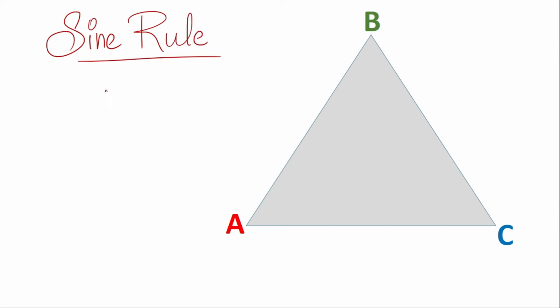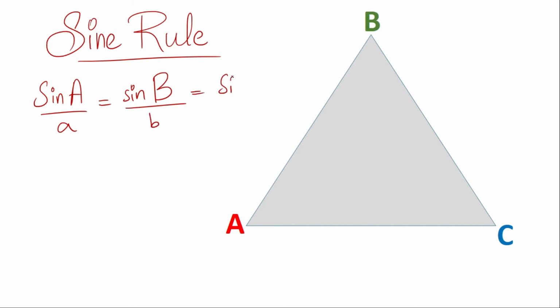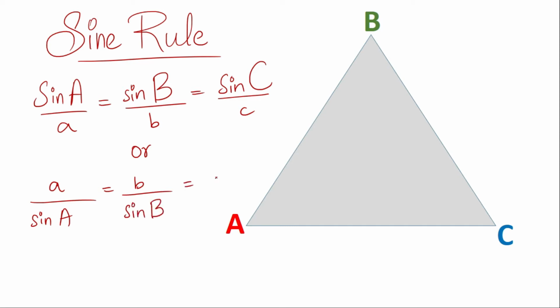Now you can write it as sine A over small a equals sine B over small b equals sine C over small c. Or I can use the reciprocal of these, where a over sine A is equal to b over sine B and is equal to c over sine C, capital C.